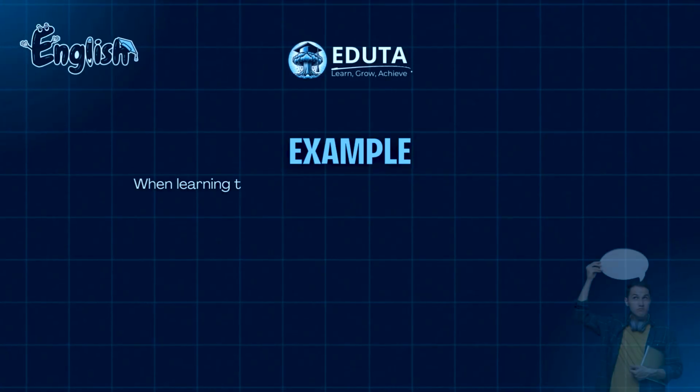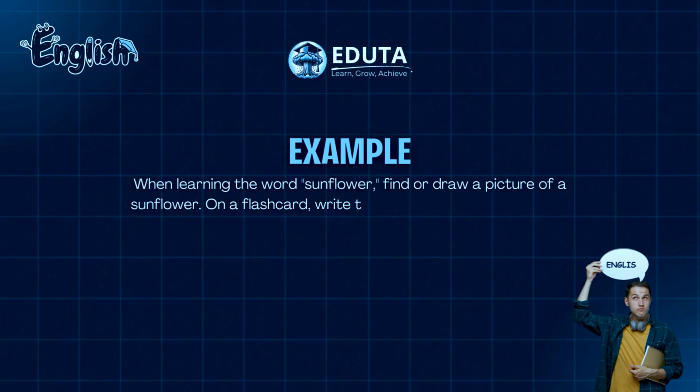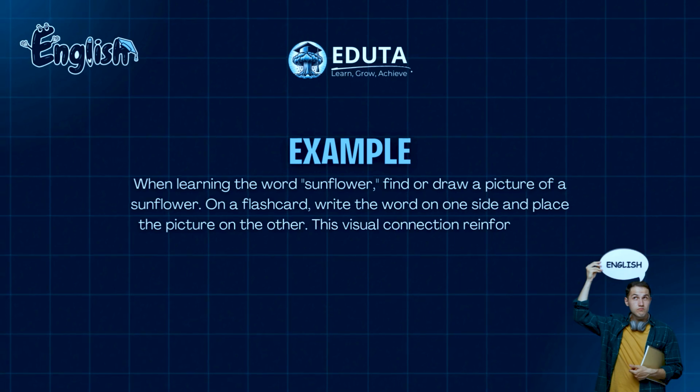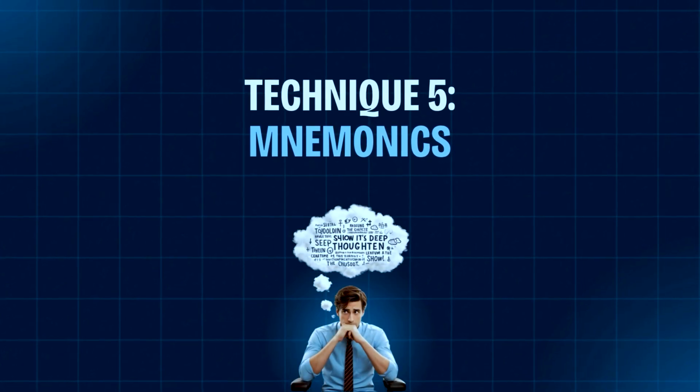When learning the word sunflower, find and draw a picture of a sunflower. On a flashcard, write the word on one side and place the picture on the other. This visual connection reinforces the word each time you see the image.